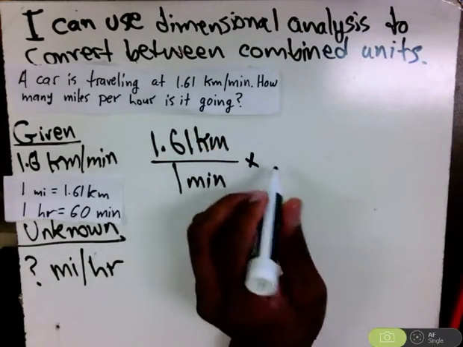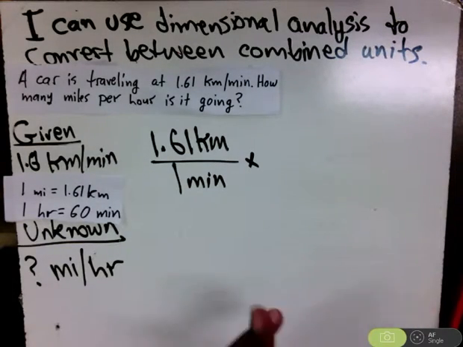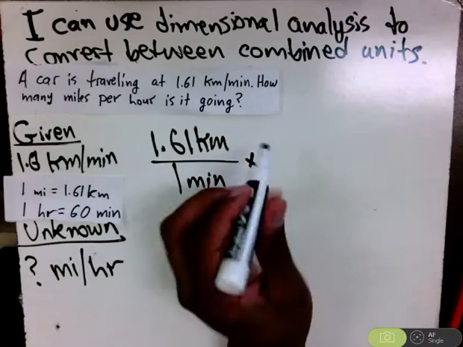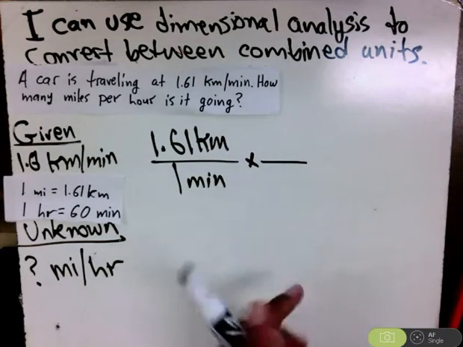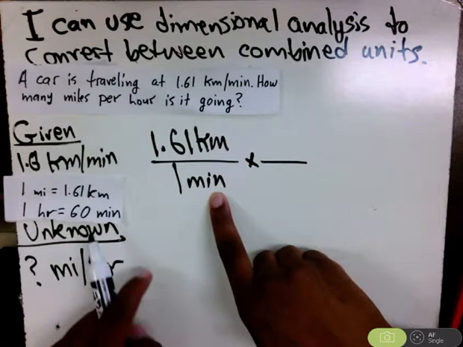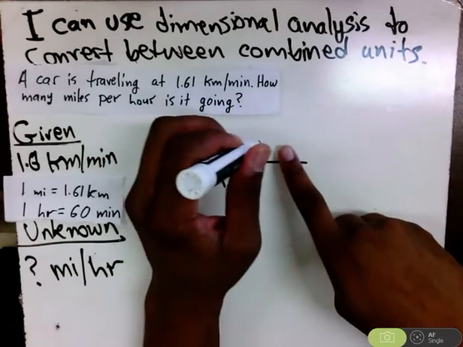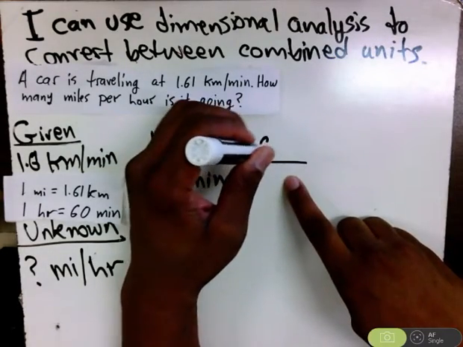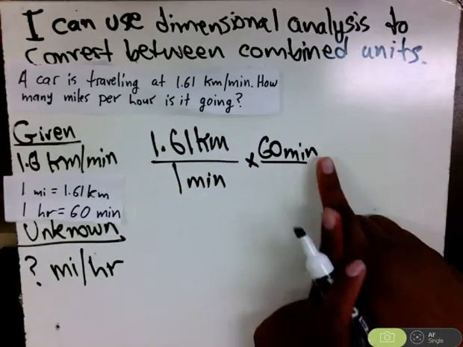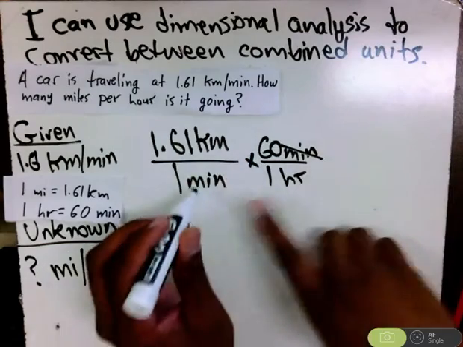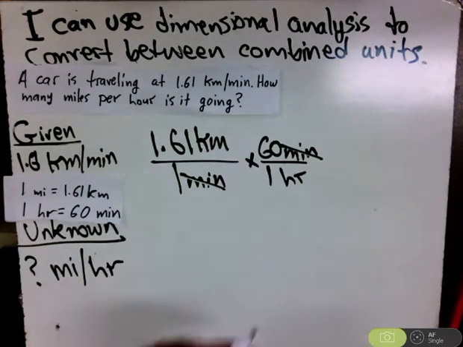Multiply it by a conversion factor, but we need to pick which one we're going to do first. Are we going to do kilometers first or minutes first? First, I'm going to start with minutes, just to highlight that you can do either one first. If I have minutes on the bottom, I'm going to convert minutes to hours. So 60 minutes is equal to 1 hour. I'm going to put minutes on top to cancel them out. 60 minutes on top equal to 1 hour. My minutes will cancel out, and I am left with hours.